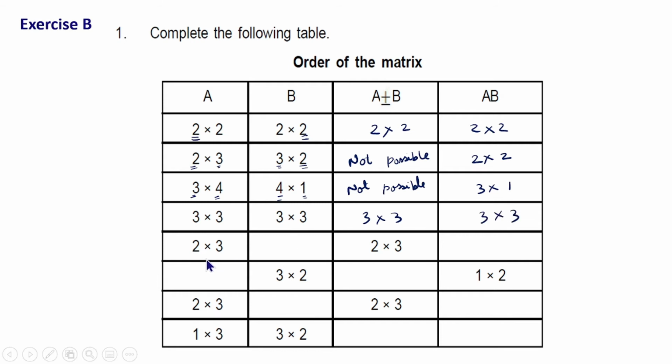Then here A is of order 2 by 3 and A plus or minus B is of order 2 by 3. So B will also be of order 2 by 3. But here the number of columns in A is not equal to the number of rows in B. So finding the product is not possible.